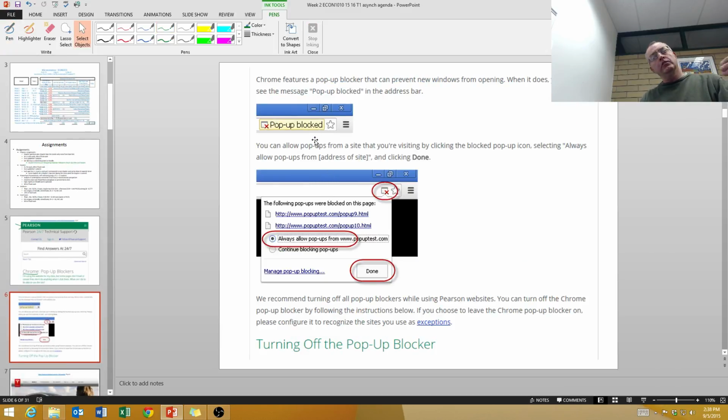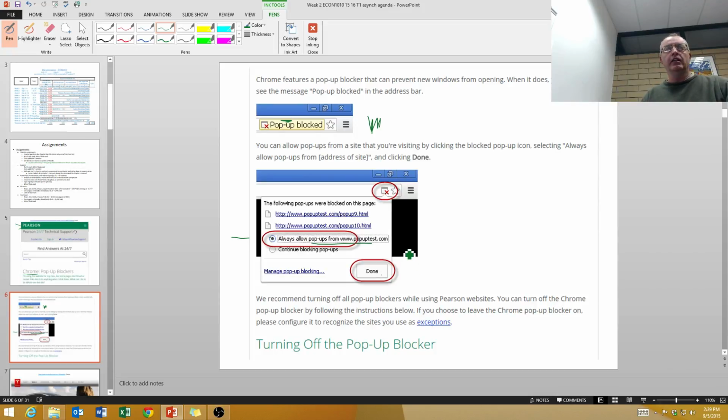So if you're trying to navigate on the publisher's website and something just doesn't appear that you think should be appearing, you might have this little error message up in the top right-hand corner of your screen. If you do, all you need to do is click on this little error message, and then it'll ask you, will you allow pop-ups from the publisher's website? And then you click yes, and then done, and you should be good.